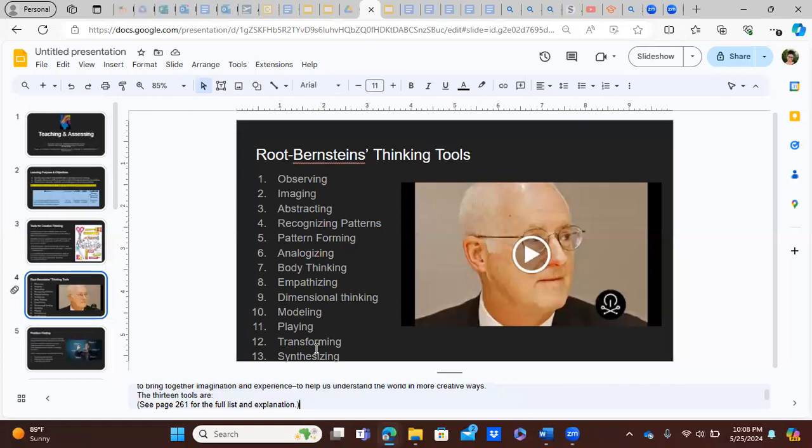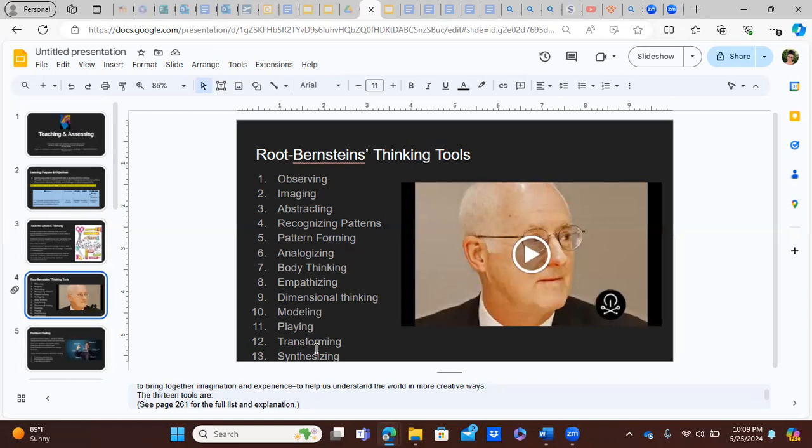Empathizing is related to body thinking as individuals lose themselves in the things they study. Actors can lose themselves in roles, historians may seek to enter the minds of those they study, and scientists become one with the subject of their research. Dimensional thinking is a tool that individuals are able to envision objects in 3 or perhaps more dimensions. Of course, this type of thinking is essential to architects, sculptors, and engineers.